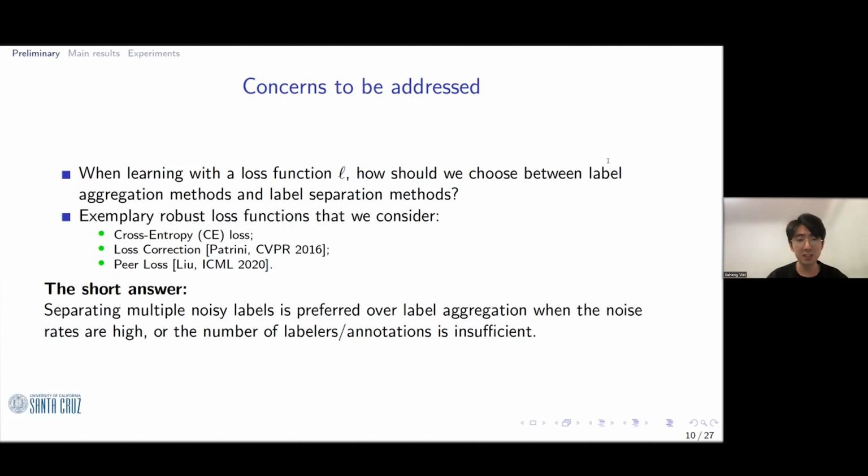Our short answer is that label separation can be more beneficial when the label noise rate is large or the number of labelers is insufficient. This makes sense because when the number of labelers is very small or the dataset is of very bad quality, like a very large noise rate, the denoising effect of label aggregation can be very bad. Moreover, it forces the deep neural nets to focus on a single label for each training image, so this can lose pretty much information compared to the soft information given by the label separation method.